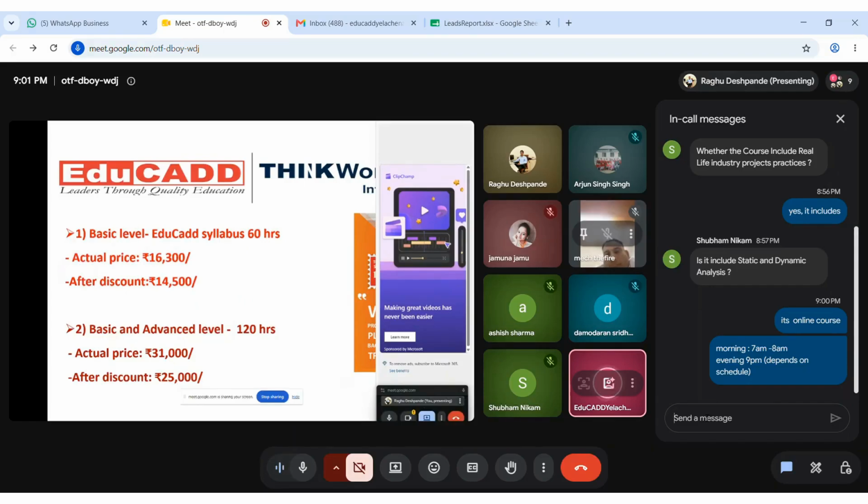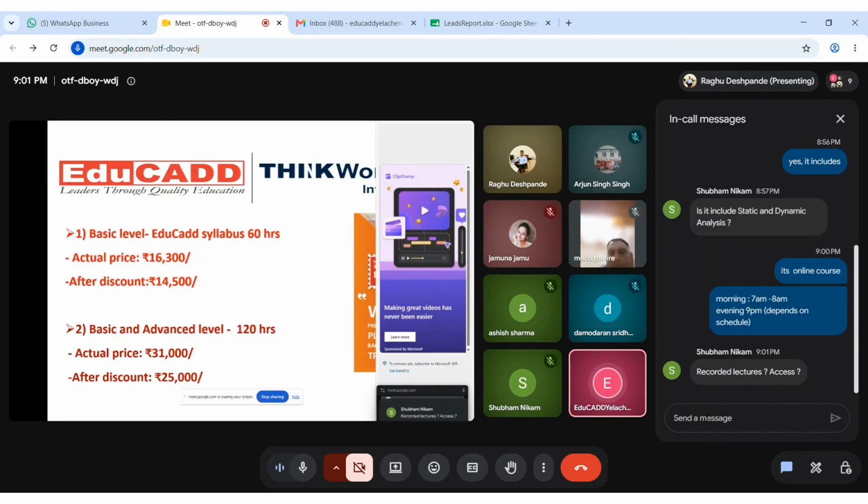As you can see on the screen, this is the price for the basic level. For the first module, the actual price is 16,000, and after discount it is 14,500 with 2 installment options. If you're going for basic plus advanced, which most professionals will choose, it is up to a 3 month duration course, where the actual price is 31,000 and we are giving a discount of up to 6,000, so the course price is 25,000.